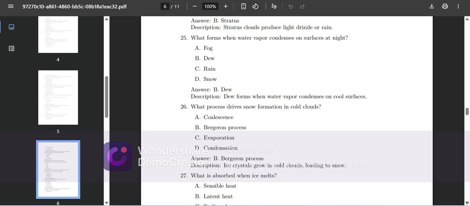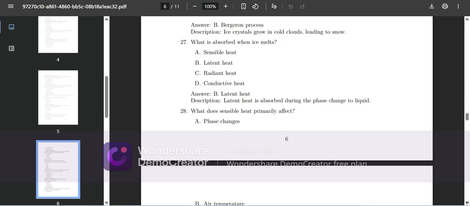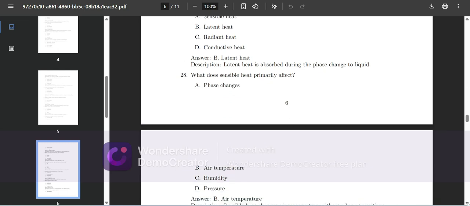What process drives snow formation in cold clouds? Bergeron process. Ice crystals grow in cold clouds, leading to snow. What is absorbed when ice melts? Latent heat. Latent heat is absorbed during the phase change to liquid.